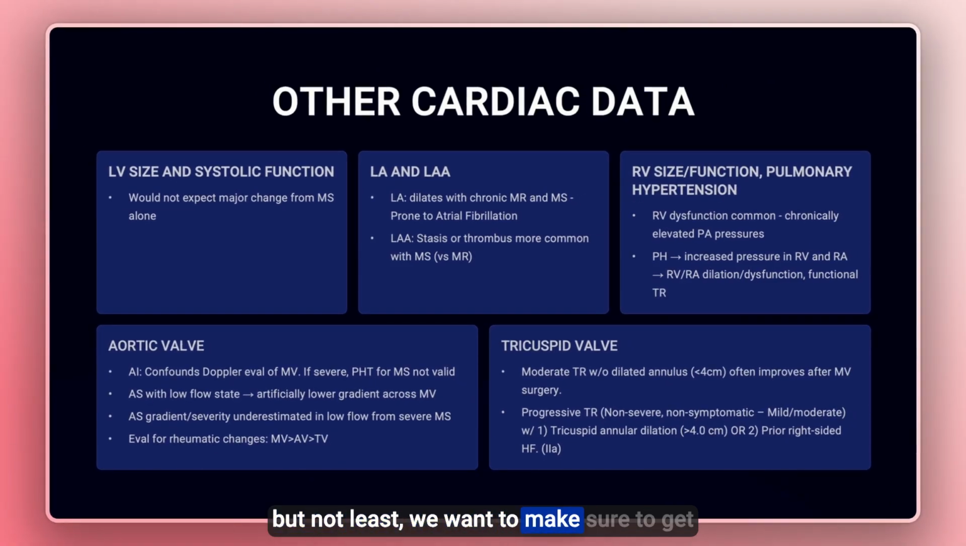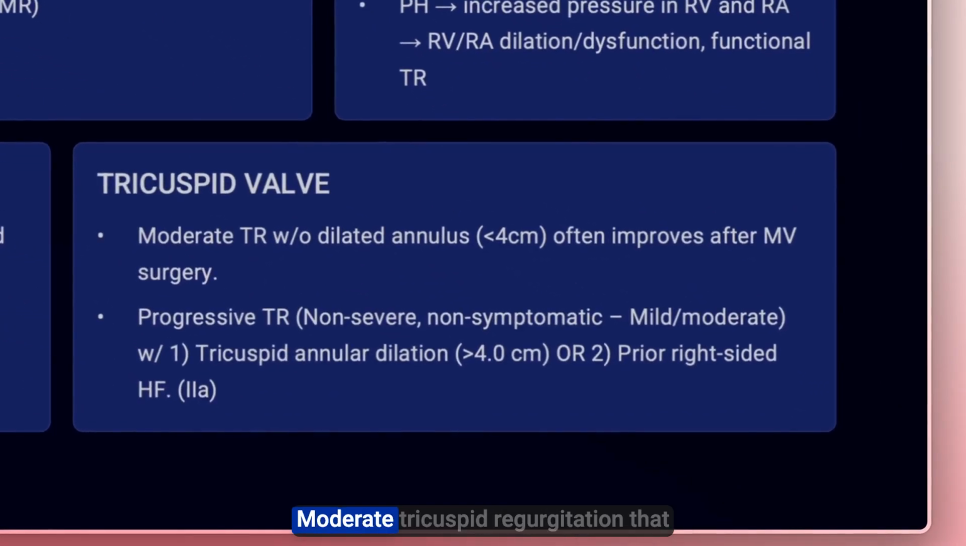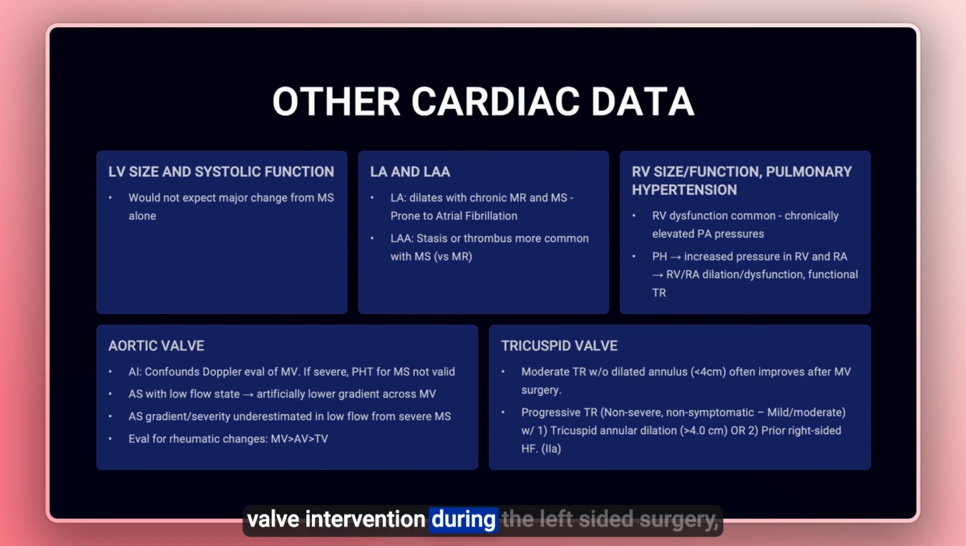And last but not least, we want to make sure to get a good assessment of that tricuspid valve. Moderate tricuspid regurgitation that does not have a dilated annulus often can improve after mitral valve surgery. However, if you do have progressive tricuspid regurgitation, which is defined as non-severe and non-symptomatic, either mild or moderate, that has annular dilation greater than 4.0 centimeters, or the patient has prior right-sided heart failure symptoms, there is a Class 2A recommendation for subsequent tricuspid valve intervention during the left-sided surgery. So that's why it's important to determine if a dual intervention is needed during a mitral valve surgery.